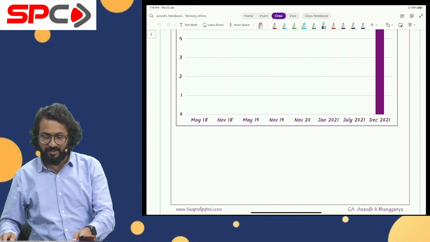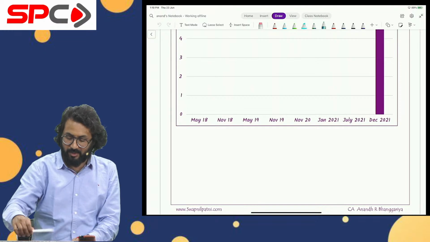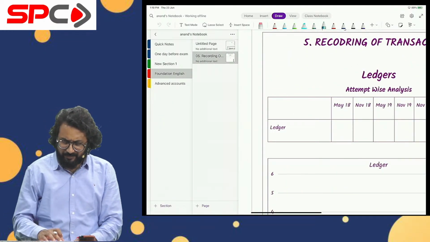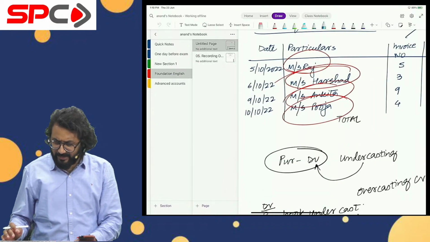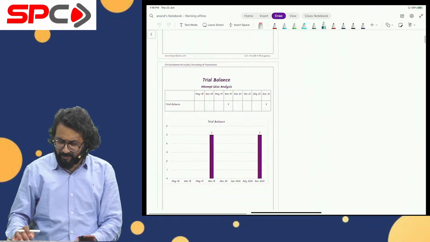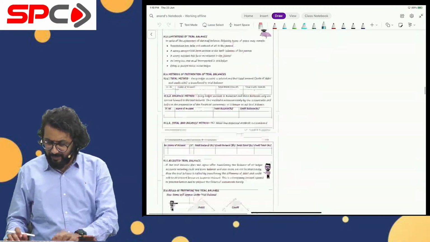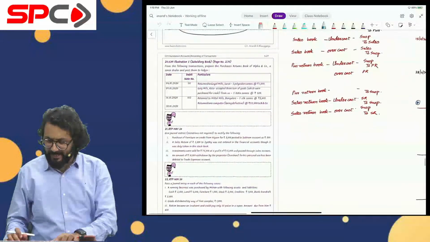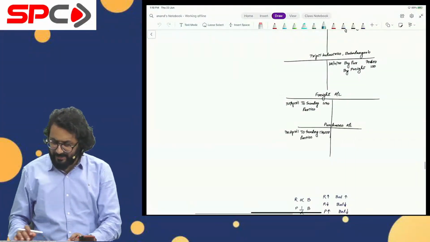Let's start with our story. Yesterday I was talking about what? Cash book. Do you remember that? In the cash book, I have already explained something called the triple column cash book. Do you remember that? In the triple column cash book, I explained that there is a cash, bank and discount column. Do you remember that?